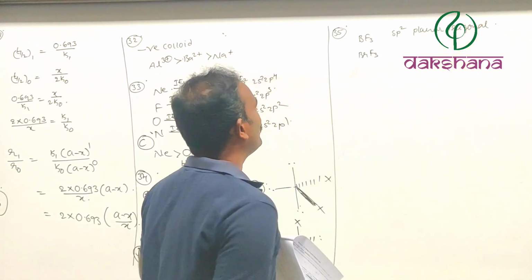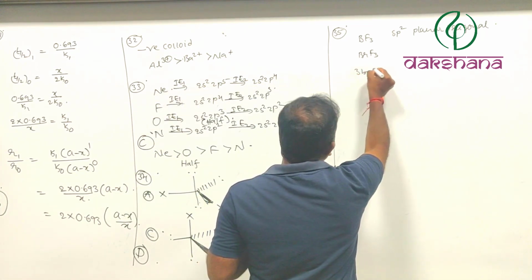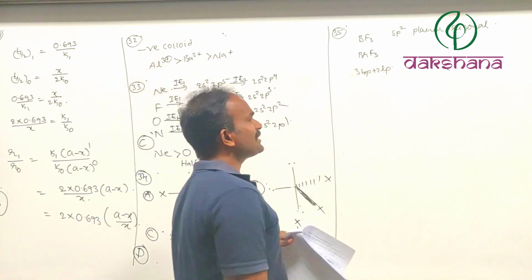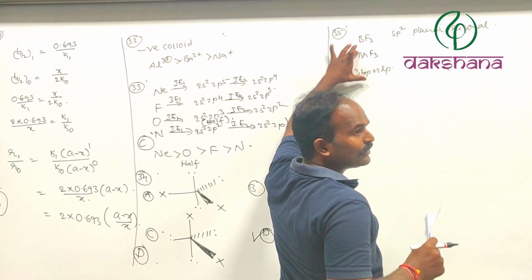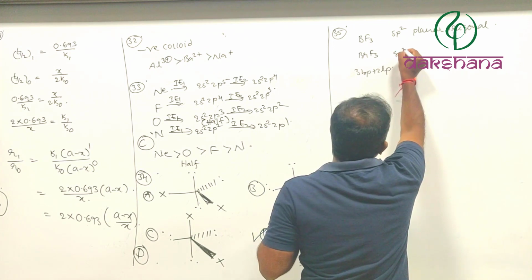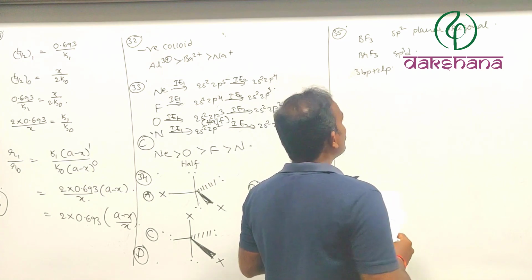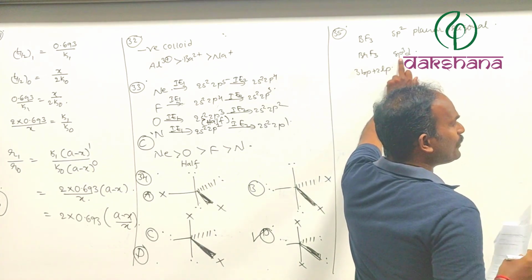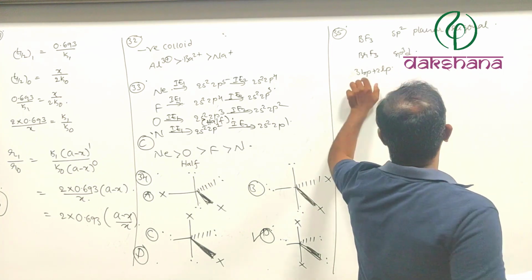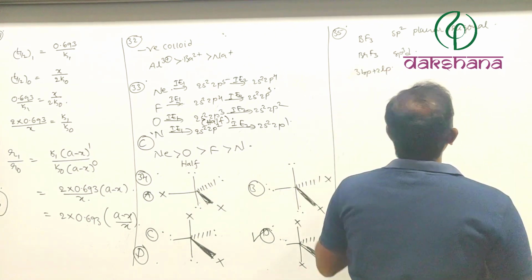Planar trigonal. Whereas in BrF3 it will have 3 bond pairs along with 2 lone pairs, because of the 7 electrons that it has. Therefore it is going to be sp3d hybridization, with 1 lone pair it is going to be cis, whereas with 3 bond pairs along with 2 lone pairs it is going to be T-shape.